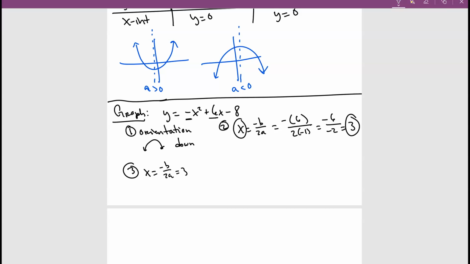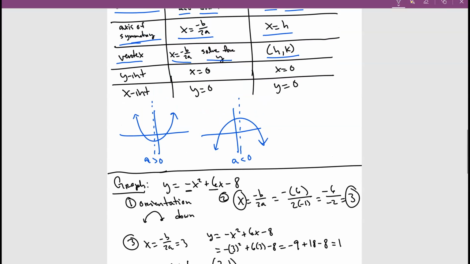Now we want to figure out what y is. Well, y is going to be negative x squared plus 6x minus 8. I'm going to plug in this 3. It's going to be negative 3 squared plus 6 times 3 minus 8. This is going to give me negative 9 plus 18 minus 8. Putting this on my calculator, I get 1. So my vertex is going to be 3, 1.